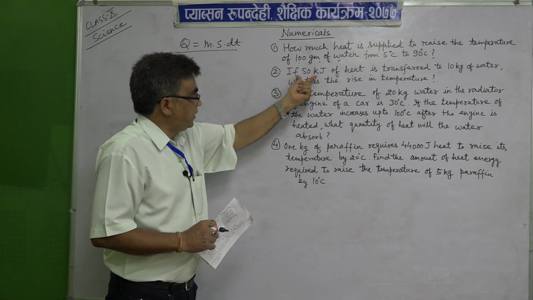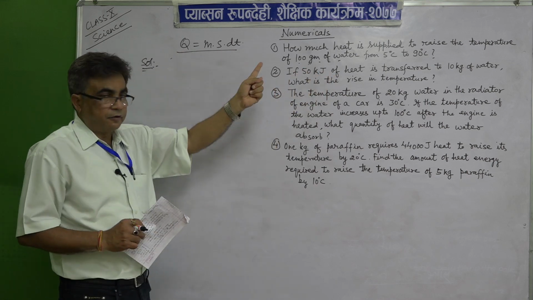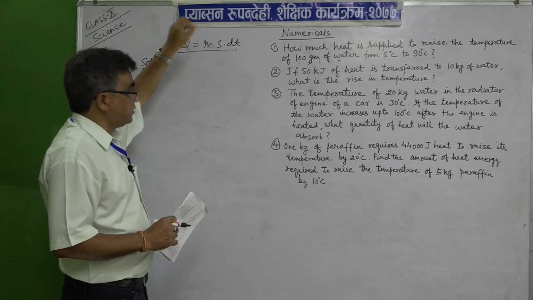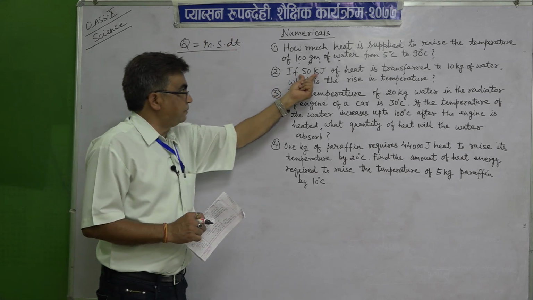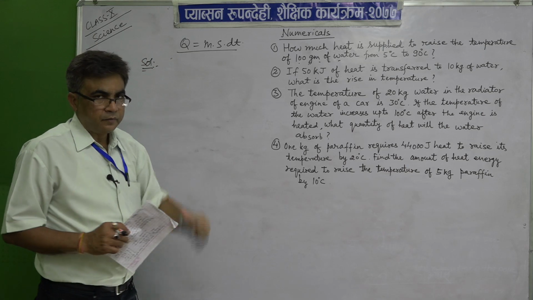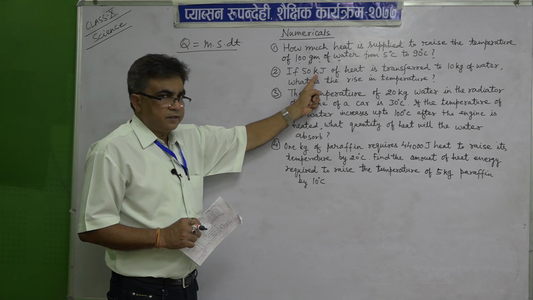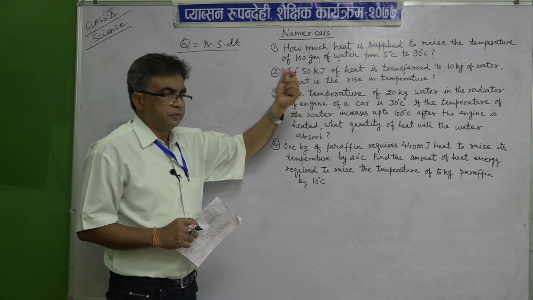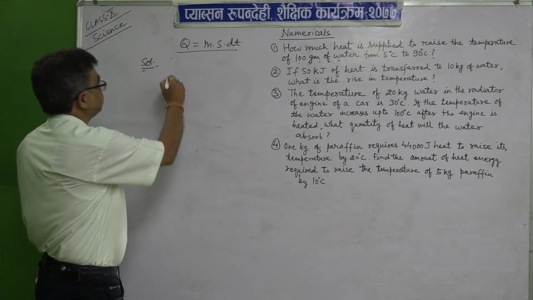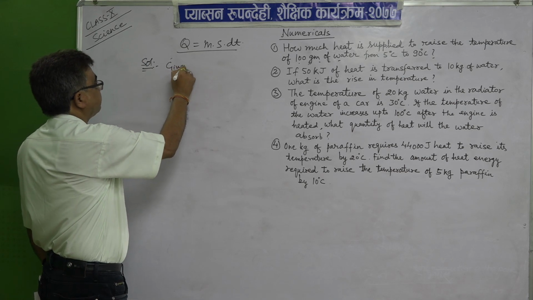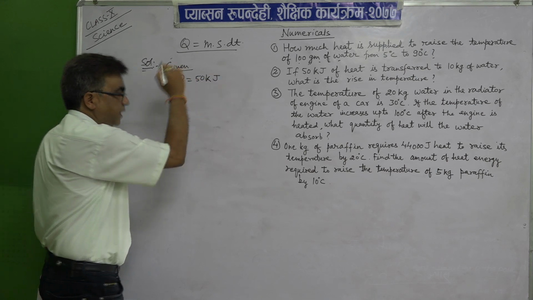So, 50 kilojoule of heat. Kilojoule is the unit of heat. If you see in this formula, Q is heat, M is mass, S is specific heat capacity, dt is temperature difference. So 50 kilojoule, what is this? Q. By simply looking at this unit, you can understand kilojoule is the unit of heat. So Q is given: Q equals 50 kilojoule, kJ.